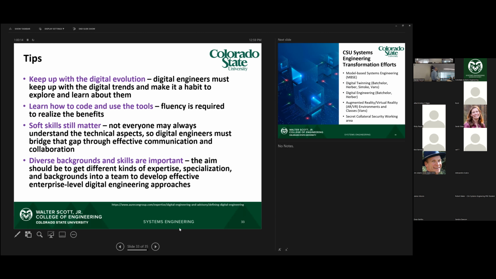Soft skills still matter. We're digital and automating pathways, but someone still needs to understand and communicate. Not everyone might be on the same page about how the digital engineering fits together. So having effective communication skills, and thinking and being effective through these new collaboration pathways, is a soft skill that is important to keep in mind as well.